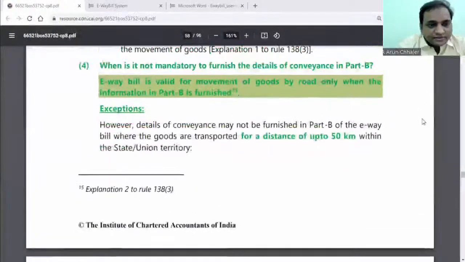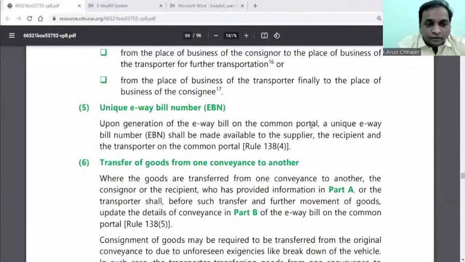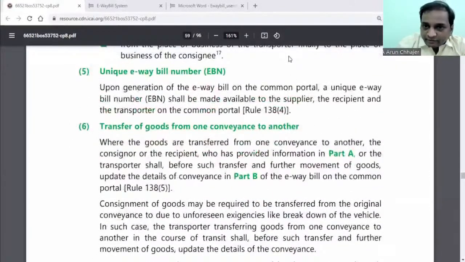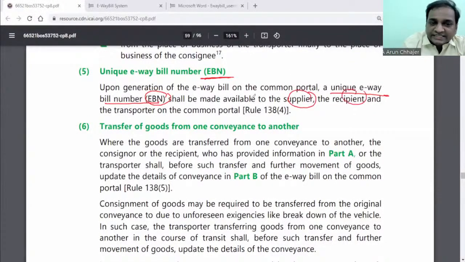That we have discussed. Now, when it is not mandatory to furnish the details of conveyance in part B: the Eway Bill is valid for movement of the goods by road only when the information in part B is furnished. The exception we have discussed. Now moving to the next part. Once the Eway Bill is generated, there will be a unique Eway Bill number, called the EWBN number, which would be communicated to the supplier, the recipient, and the transporter.